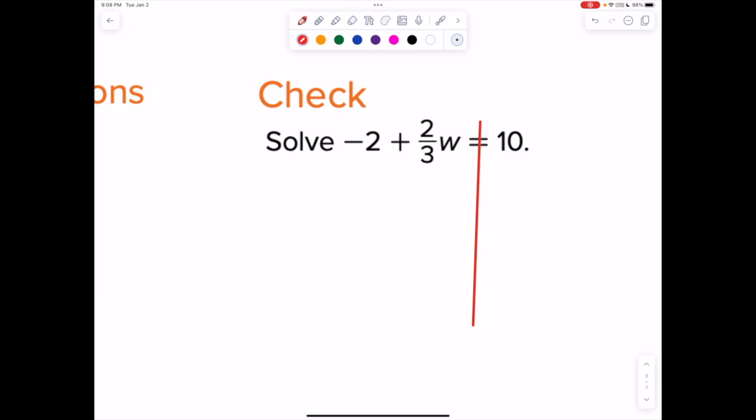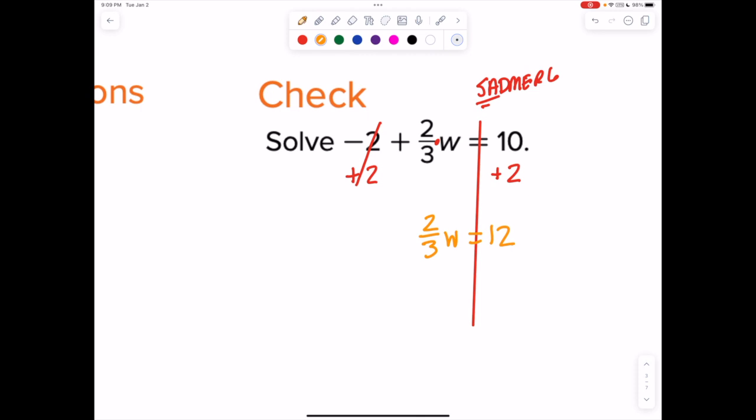All right, let's see how you did. Okay, so notice this is multiplication. And when we're doing SADMERG, we're doing the addition and subtraction first. So here's my negative 2, or look at it as a minus 2. How would I get rid of a minus 2? Well, we would add 2 to both sides, right? This cancels out. And what are you left with? You're left with 2/3 W equals 12.